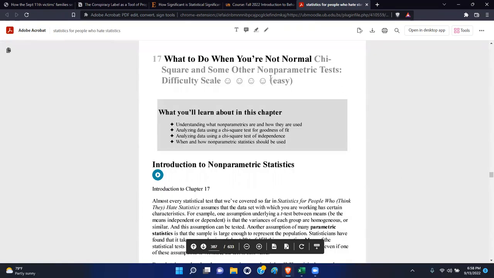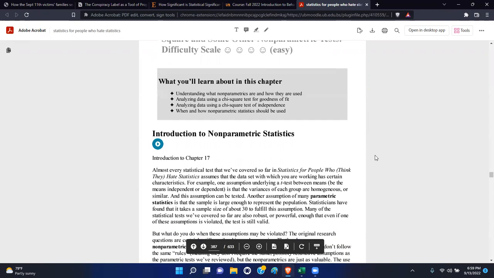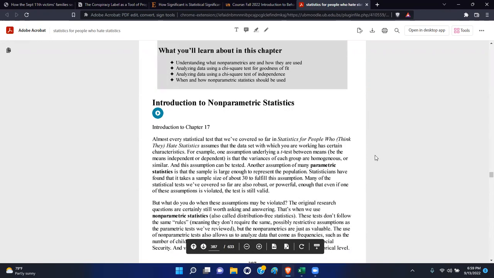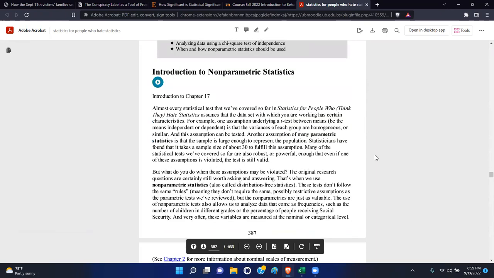Okay, so this chapter has 4 smiley faces. So the author is saying this is easy stuff. So do not be intimidated. We're going to take our time to try to understand why people would consider this to be easy. Before we get to the chi-square though, the author has decided to introduce you to another couple of branches in statistical analysis, and these are what are called parametric and non-parametric statistics.